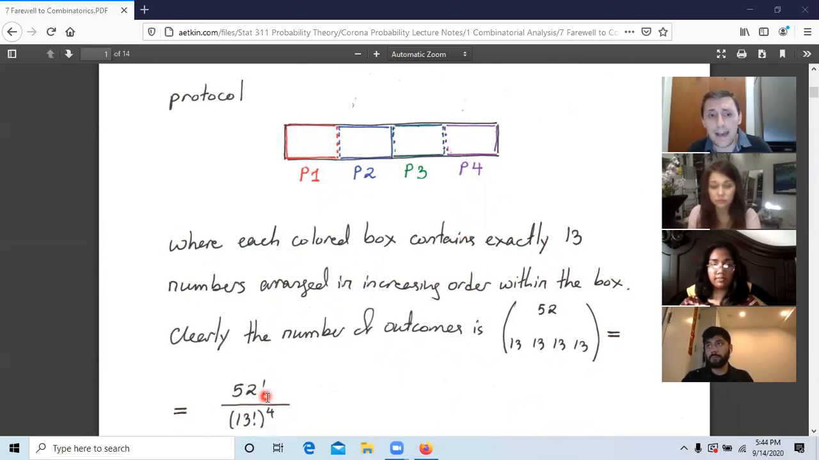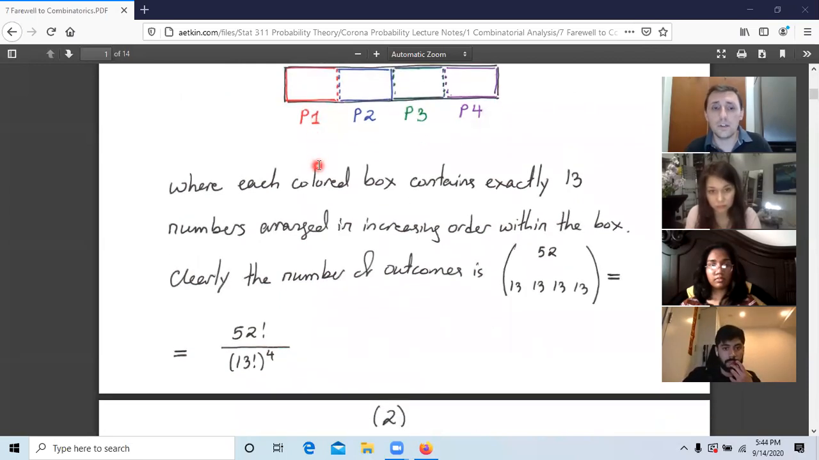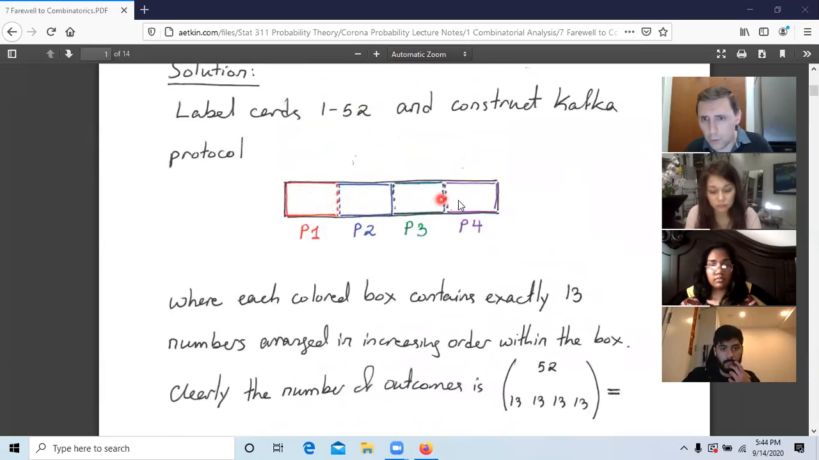I have 52 cards, and each card is an individual, like 52 knights, and the players are the dragons. So we have four dragons here, and each player requires exactly 13 cards, correct? So in this box 13 numbers go, in this box 13, and in each box of each color we need exactly 13 numbers. Good. So how do I put those numbers?